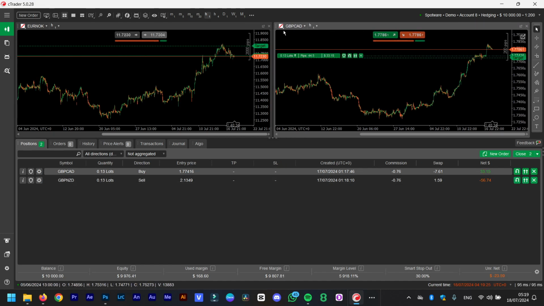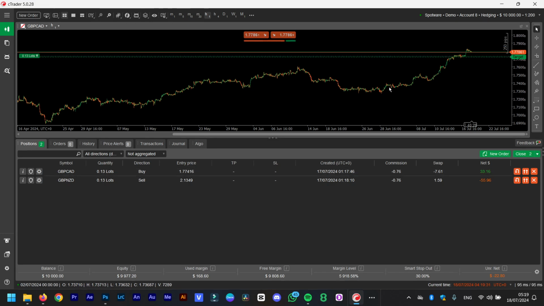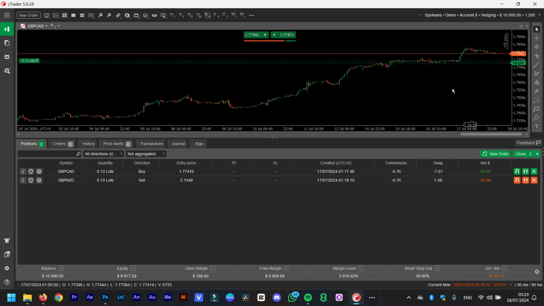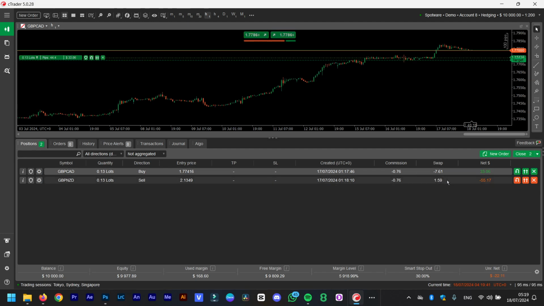Not okay, but a little easier at least to deal with. As you can see, I placed a GBP CAD order. I bought a position and it went positive, and the other one is GBP NTD. I sold it and then it went upwards as well. So I have one positive and one negative, but there's no problem. I'm just gonna wait here to see how much profit I'll have before I have to close the trade.